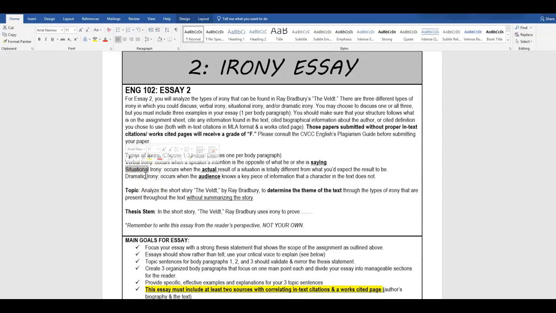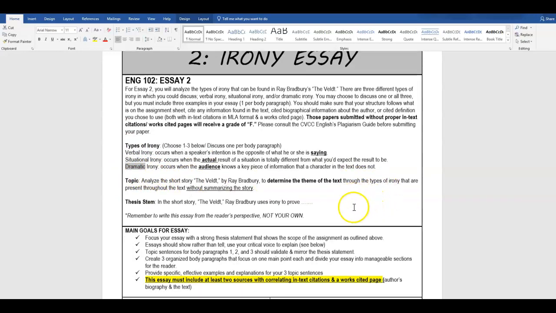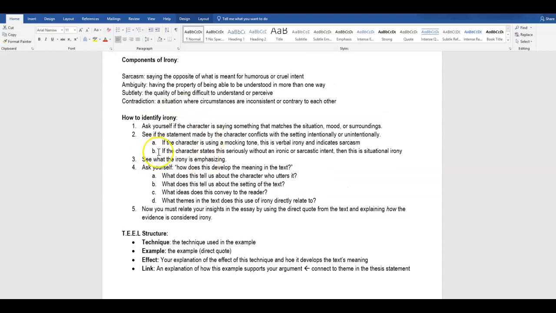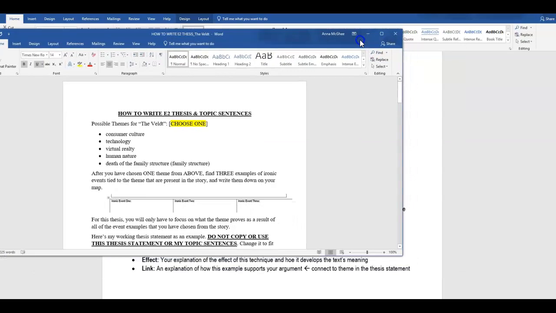If the example deals with the audience and not the characters, that's the only way that it can be dramatic. So these are three very different situations that you will want to be looking for. So again, if you need some help identifying irony, read this below to give you a sense of where you might find that. The next thing we want to do is look at the how to write document.